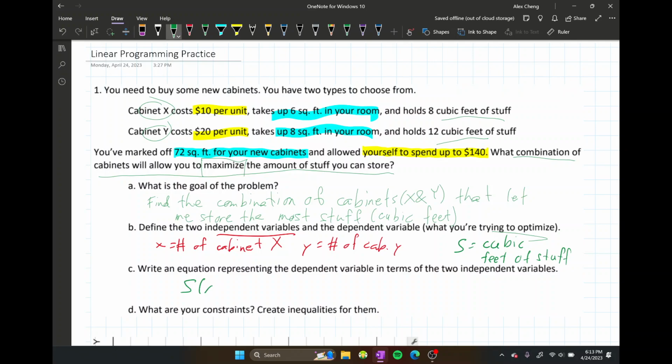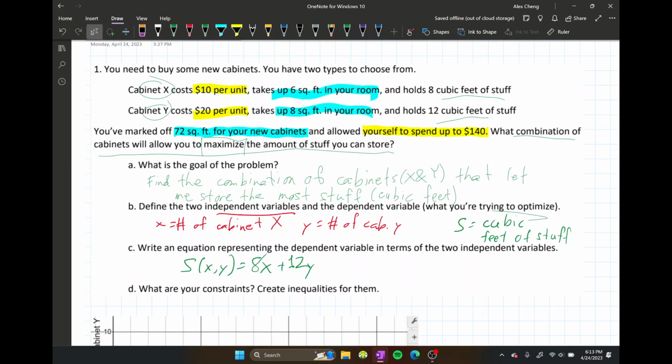S of x, y, similar to our typical function notation, is just now, instead of that variable depending on just x, it also now depends on y. And so that's how you would write it. You don't have to. If you just wrote S, I would be okay with it. But let's see, each cabinet x can hold 8 cubic feet, and each cabinet y can hold 12 cubic feet. Okay, so that's going to be our function that we're trying to make as big as possible.